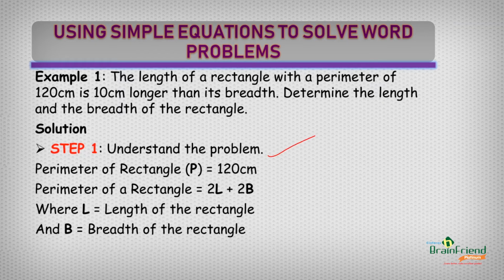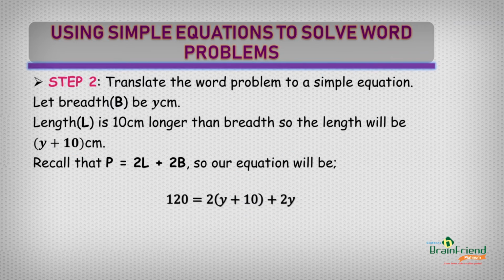Now we are told that the perimeter of the rectangle is 120 centimeters. And the formula for solving the perimeter of a rectangle is 2(L + B), where L is the length of the rectangle and B is the breadth of the rectangle. Now, we translate the word problem to a simple equation.